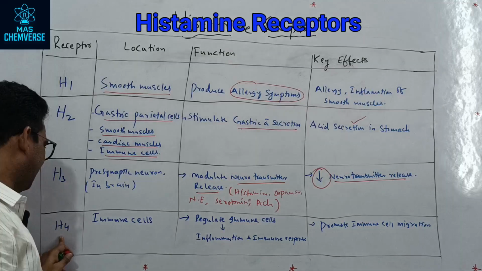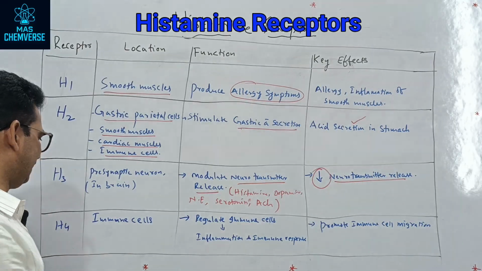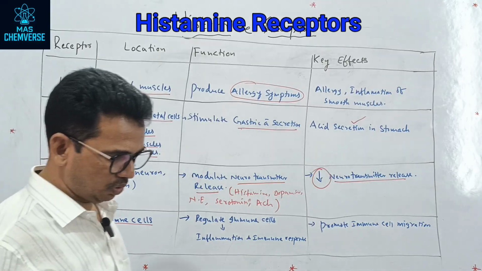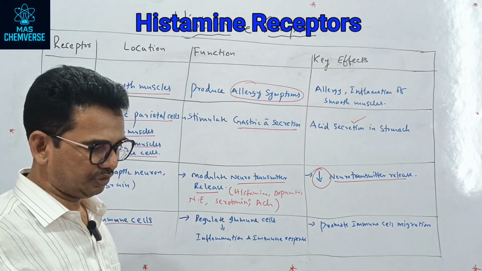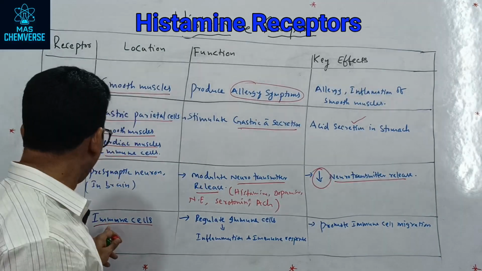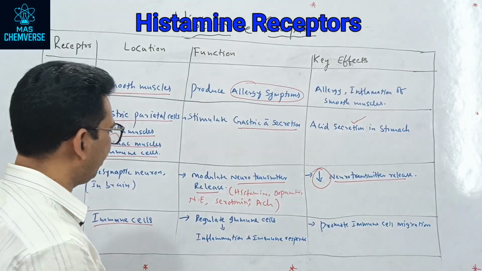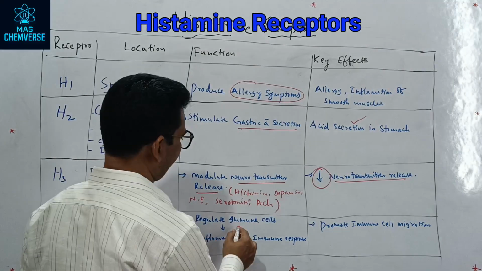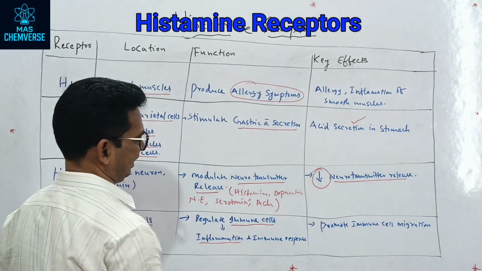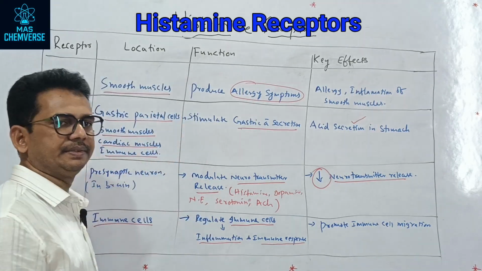Okay, next one is the H4 receptors. These are present in the immune cells. Immune cells means T cells, basophils, or other cells; all of those cells contain the H4 receptor. What they regulate, especially in immune cells, is the inflammation and the immune response.